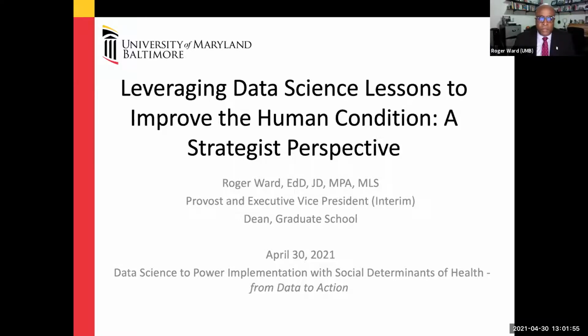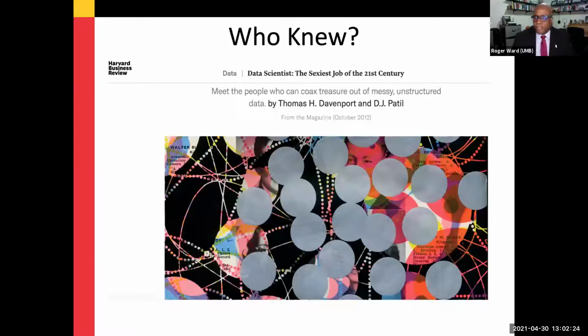But one of my principal roles is that of the provost. And of course, all of you, especially those of you who work in academia, understand what the role of the provost is as the chief academic officer. But one of my principal roles, as I see it, and as it relates to the use of data science, is that as the university's chief strategy officer. At UMB, I'm responsible for strategy at the university and overseeing our strategic plans. And I'll get to that in a little bit.